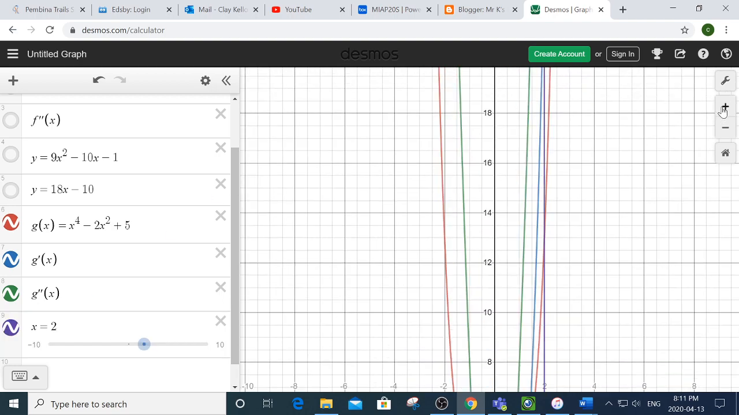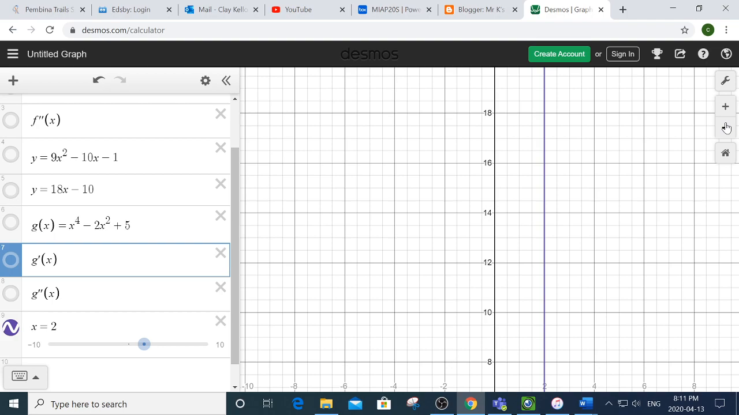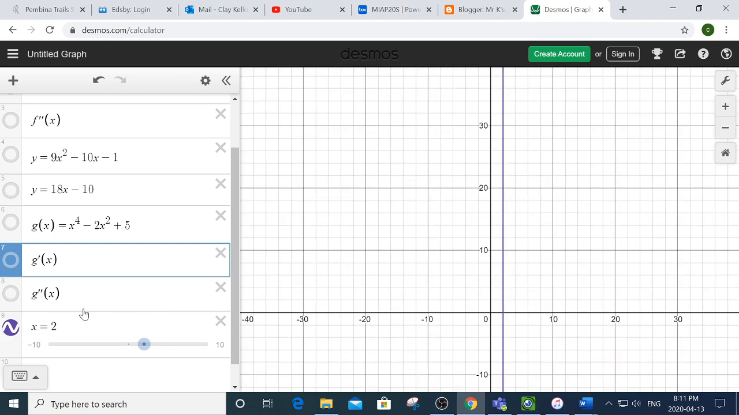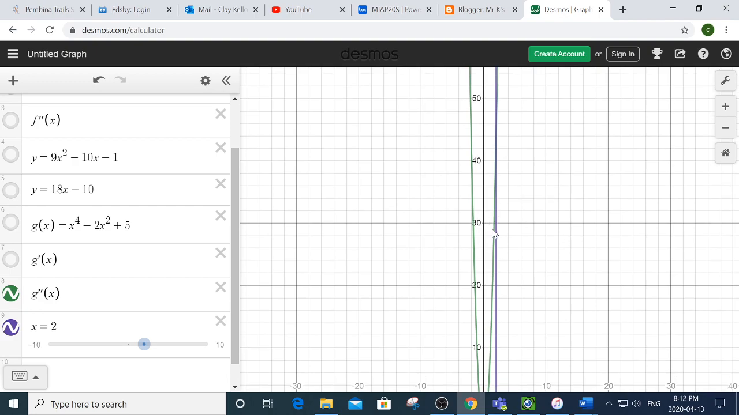And okay, let me zoom out. Here, let me get the other graphs out of the way. They're in the way now. Okay, and then I can zoom out and see that those, oh, I guess I should put this graph back. There we go. These two graphs meet at, there we go, 44.